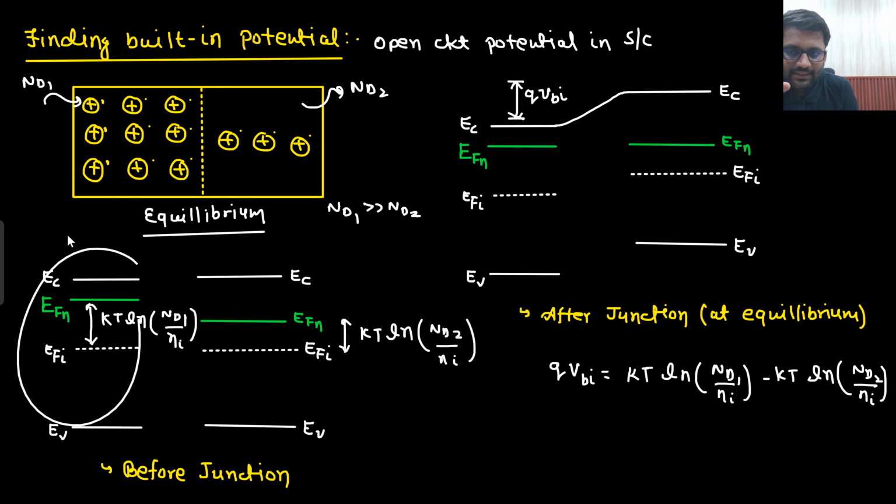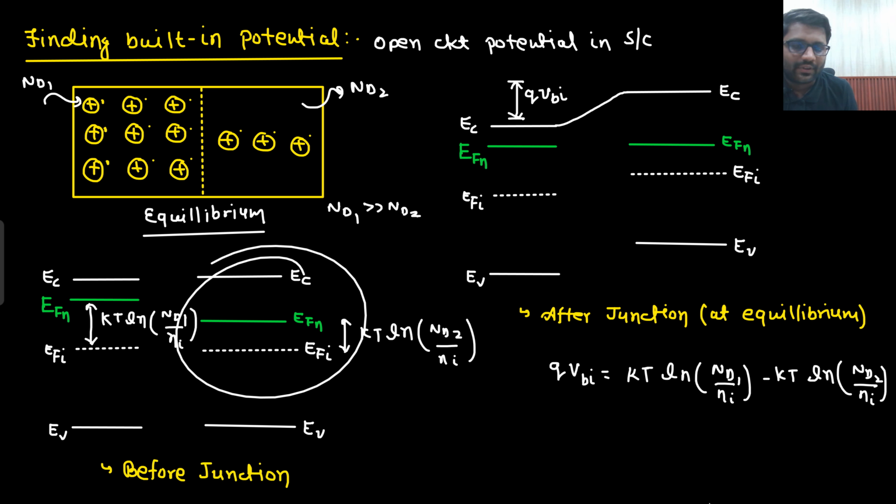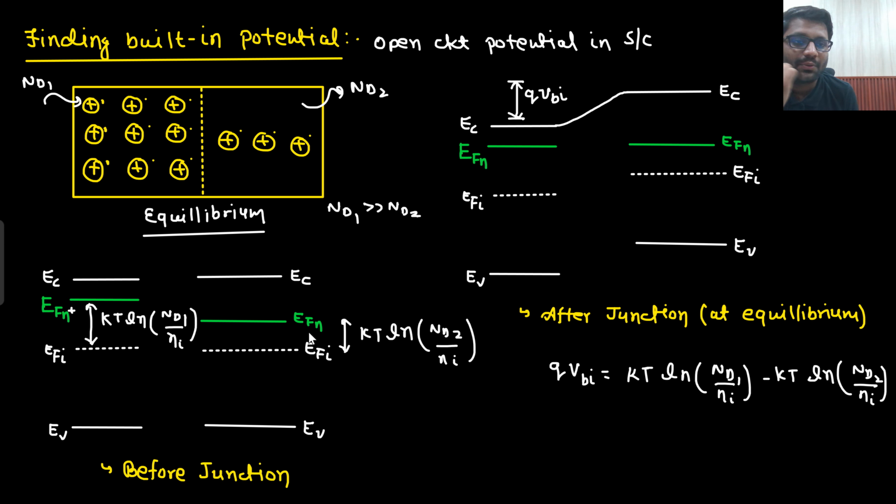Let us say this one is not moving, only this one is moving. Okay, this is what I am saying. Now this EFN has to reach the level of EFN plus. So how much distance does this EFN need to travel? EFN needs to reach EFN plus, right? EFN plus is not moving, only EFN is moving. So EFN wants to go to EFN plus. That means EFN should cover this much distance.